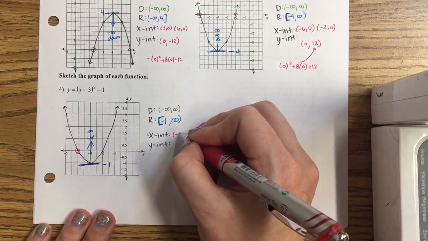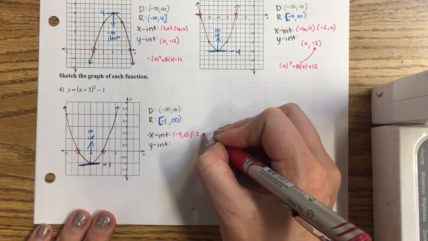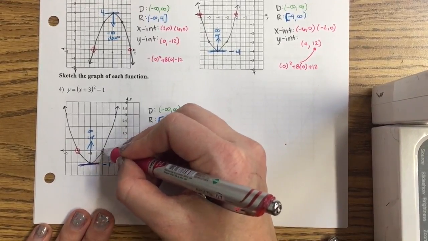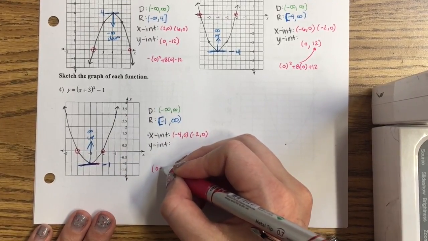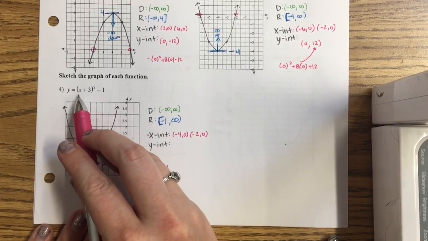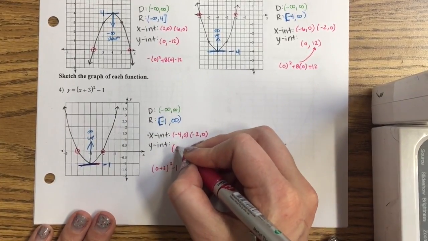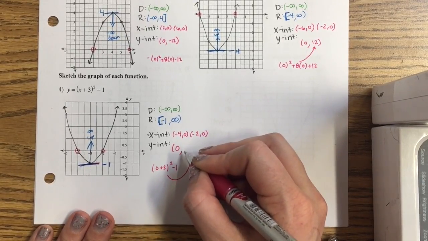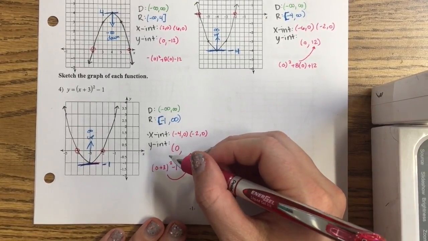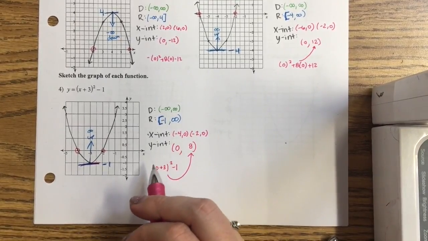Intercepts would be -4, 0, -2, 0. My y-intercept, as I look for it, it doesn't show up, so I would plug in a 0 into my equation, and then whatever I get when I enter that in, I will put right here. So that would be an 8 when I type this into my calculator.